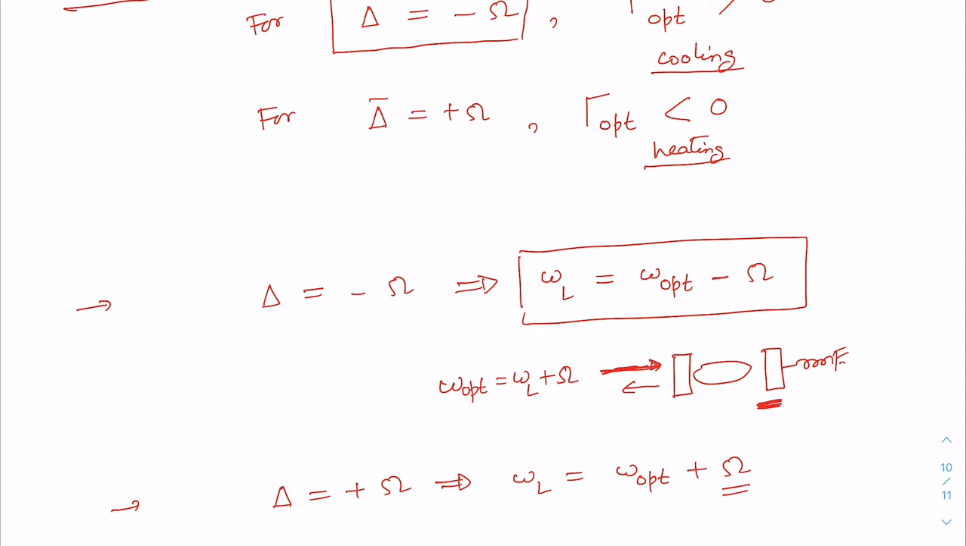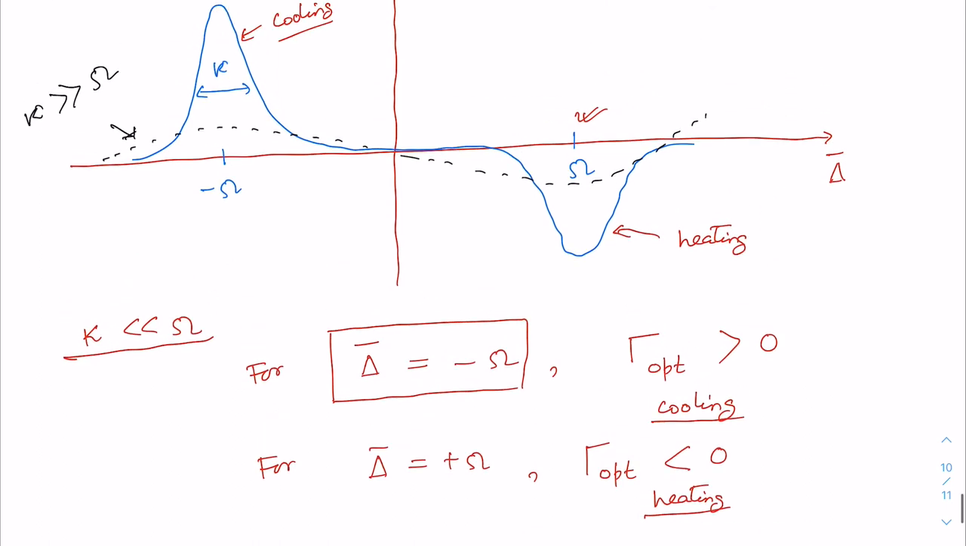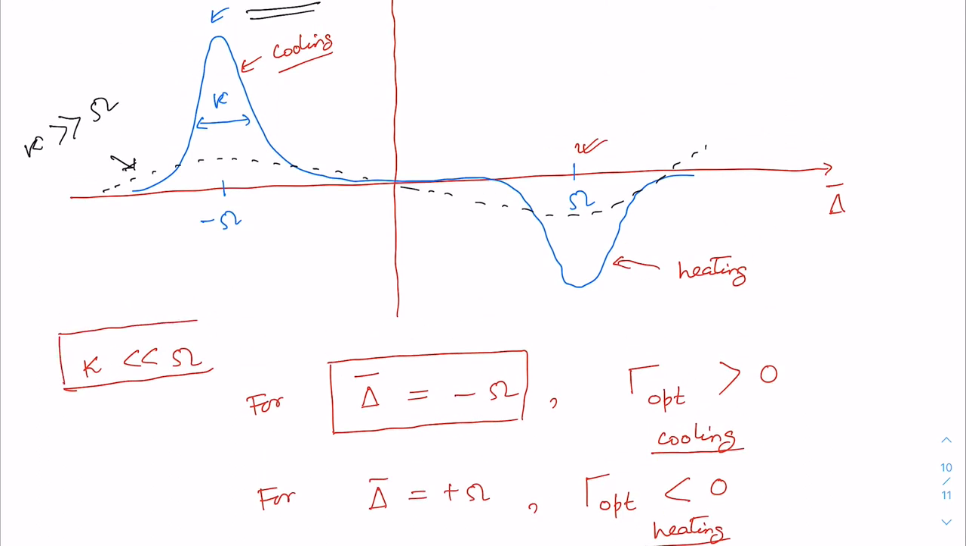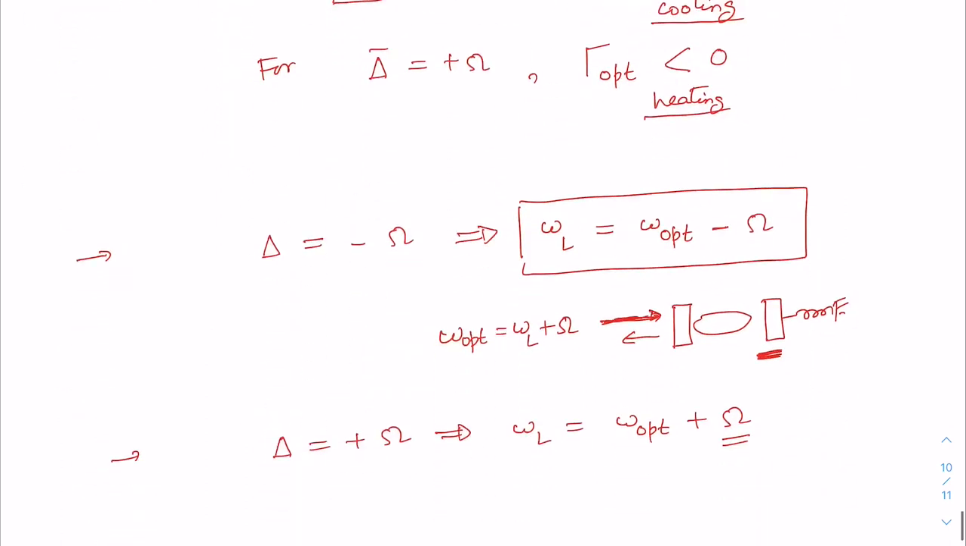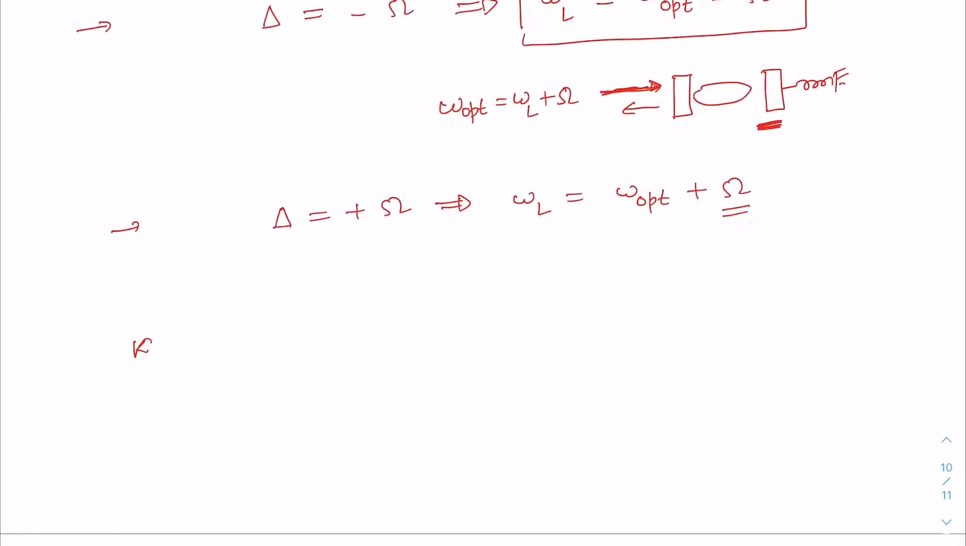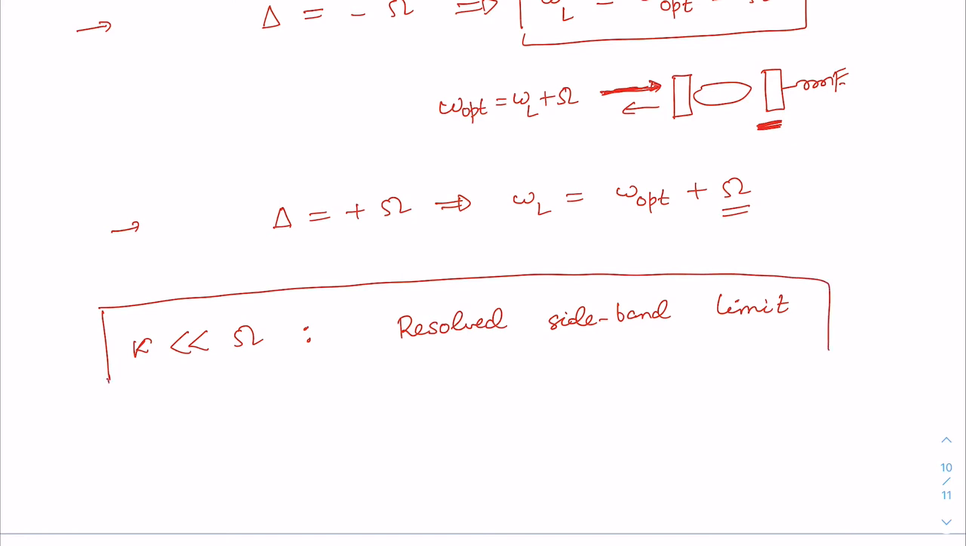So one thing please note: in this domain, when kappa is much less than omega, we can have two sharp peaks, and these peaks can be resolved. This is known as the resolved sideband limit. So this is very important. The domain when kappa is much less than omega is popularly known as the resolved sideband limit, and in most optomechanical systems, people generally work in this limit because it's very useful for applications.